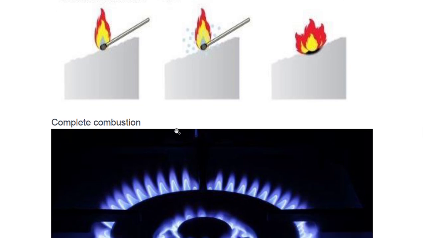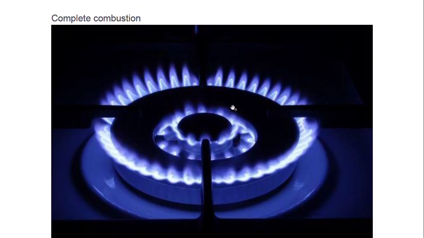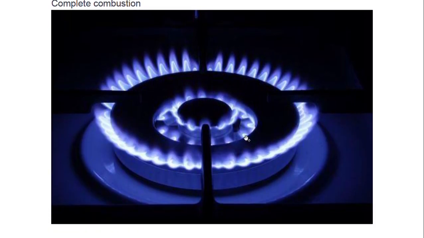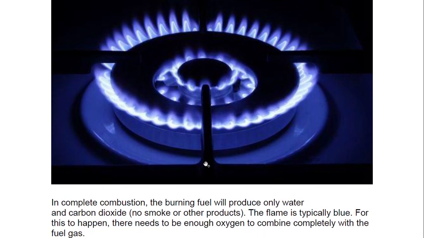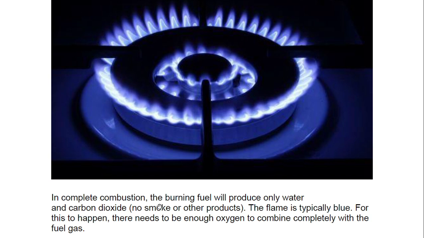Now there are two concepts: complete combustion and incomplete combustion. You must have seen that the gas on your stove burners at home is blue, but a jungle fire is yellow or reddish in color. So why is this? In complete combustion, the burning fuel will produce only water and carbon dioxide. This is why we say CNG and LNG are non-pollutant, because only water and carbon dioxide are produced, no smoke or other products.